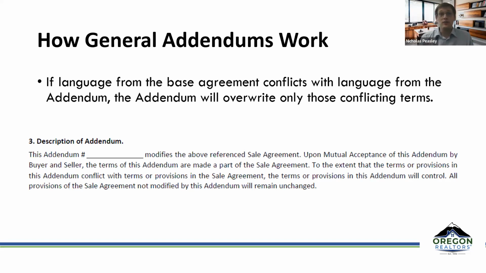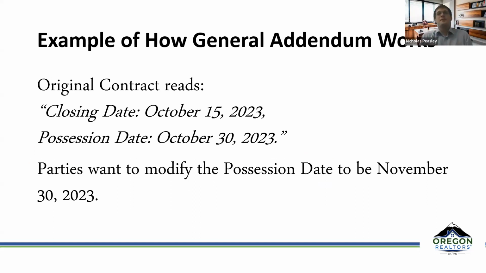If it does become part of the agreement, if both parties sign it, you overlap it on top of the sales agreement, and anything that overlaps now becomes the language of the agreement. Anything that doesn't overlap remains unchanged. Silly example, but let's say this is what's happening. Closing date, October 15th, 2023. Possession date, October 30th, 2023. Let's say that's what the original contract read.